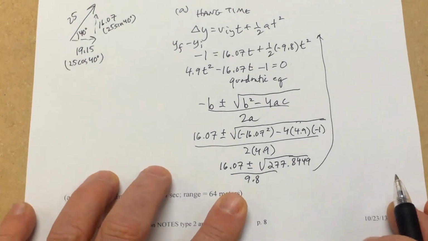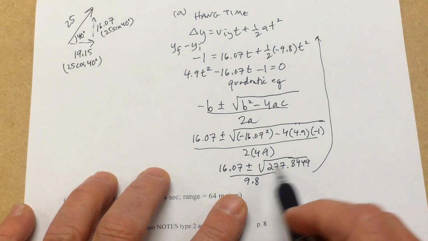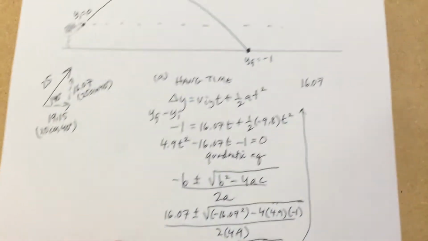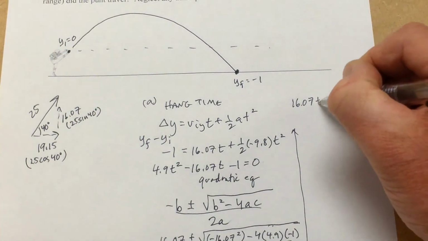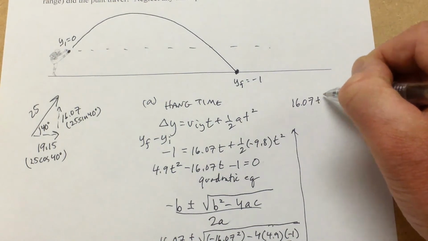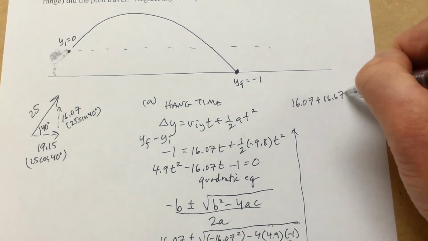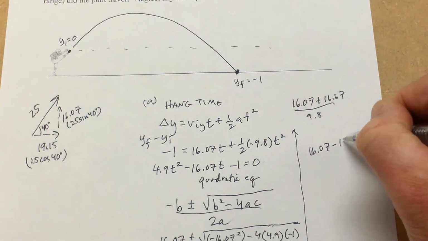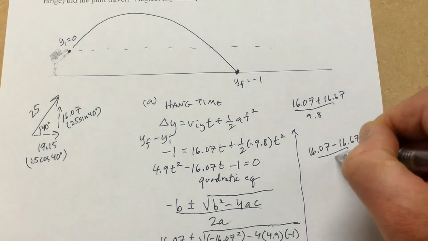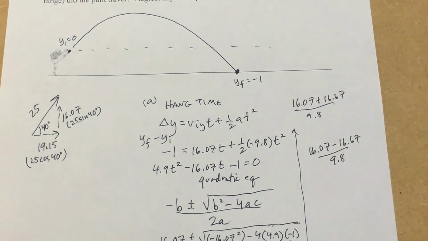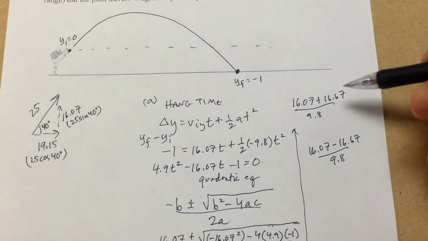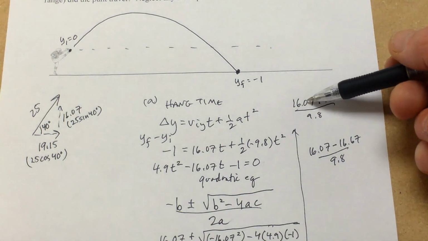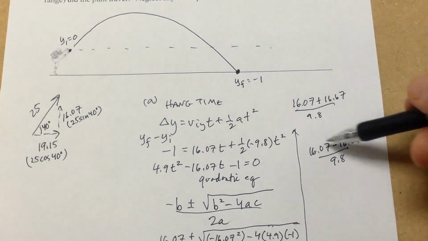So what we're really saying here, if we do the square root here, what we're really saying is we have 16.07 plus 16.67 all over 9.8, and then we have 16.07 minus 16.67 all over 9.8. That's your plus and minus, right? So I took the square root of this, I get 16.67. Okay, so I can add it to 16.07 divided by 9.8, then I can do the minus.